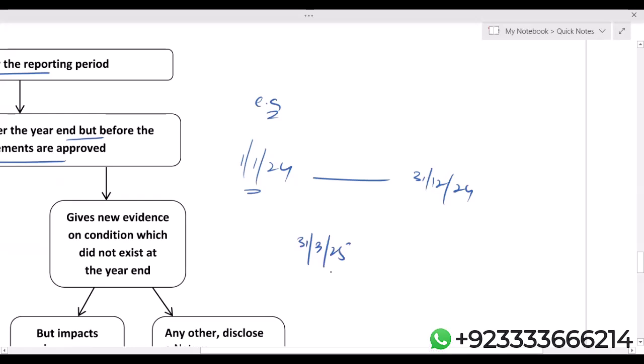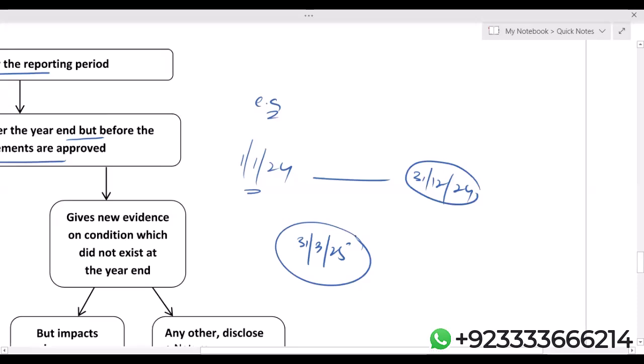So according to IAS 10, those events which will occur after the reporting date but before the authorization of financial statements, and normally it takes 3 months to authorize the books, so it means those events will occur after December 24 and, let's say, till March 25. That is the scope of IAS 10: events after the reporting date, but before the authorization of financial statements.